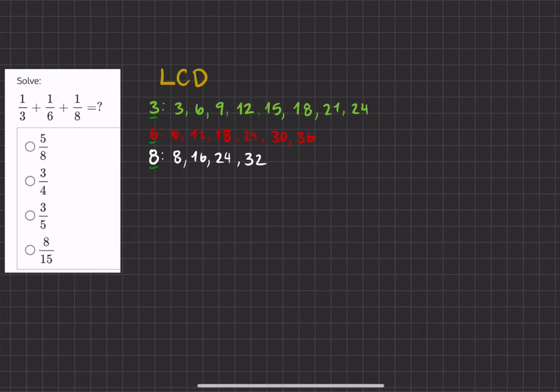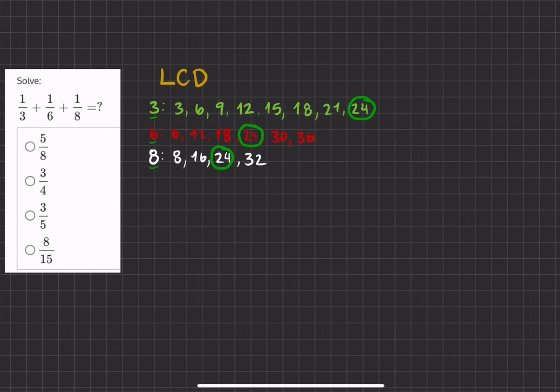All right, so in this problem, we're asked to add three different fractions together with different denominators. Now, in order to add fractions, we have to find the least common denominator. And to do so, I've listed the multiples of 3, 6, and 8. And I stopped once I realized that 24 is the least common denominator between all three fractions.